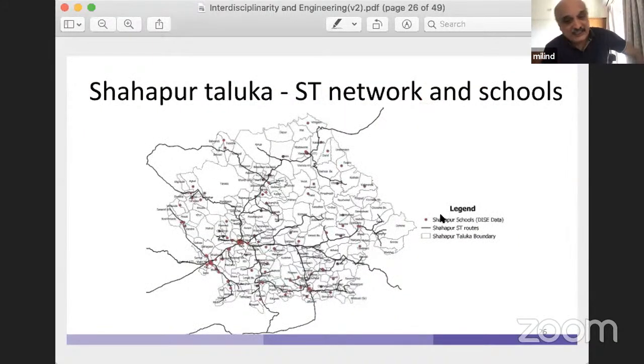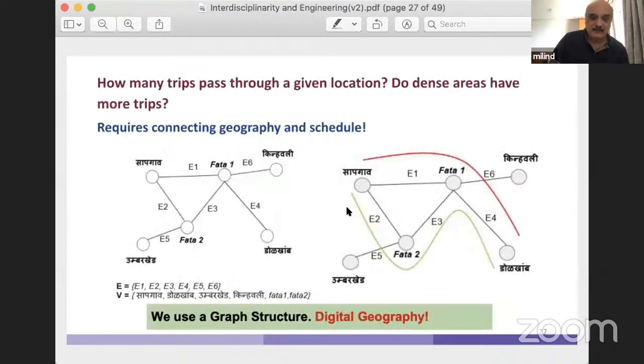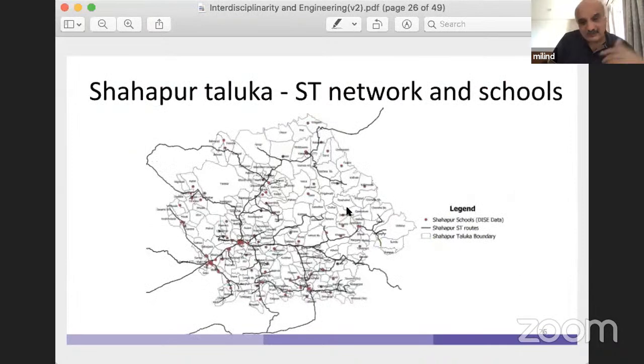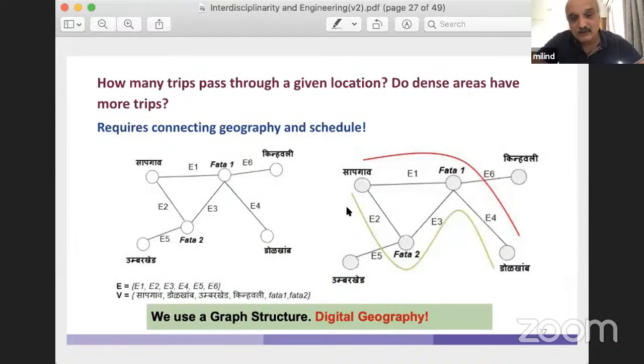And then about schools, again, I can go to the Tahsildar office and get all the locations of the schools, and then I see that it's good that there are only a few schools which are not close to the bus network, but otherwise the ST bus network is pretty much close to most of the schools. But if you look at a deeper question, how many trips pass through a given location? Or do dense areas have more trips? We were talking about reachability, and now we really want the schedule, the frequency. So that needs much more analysis.